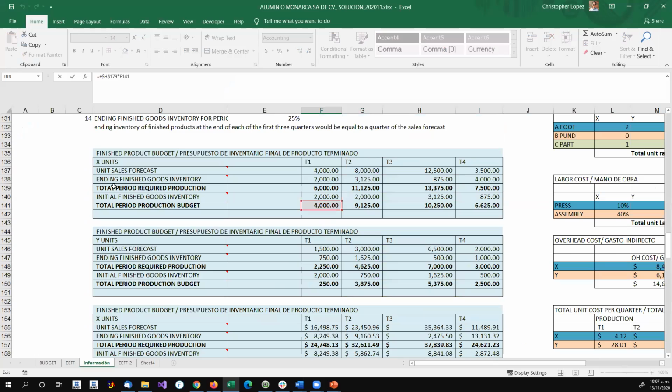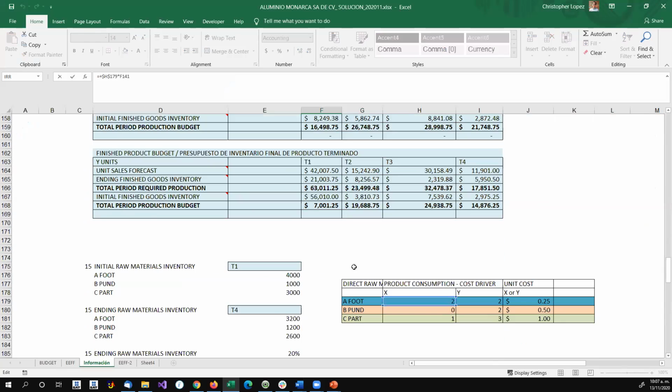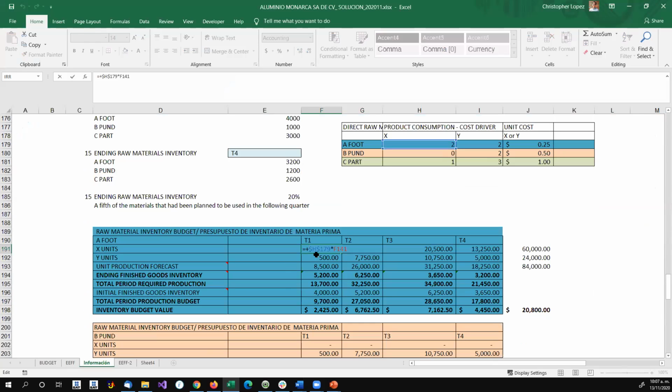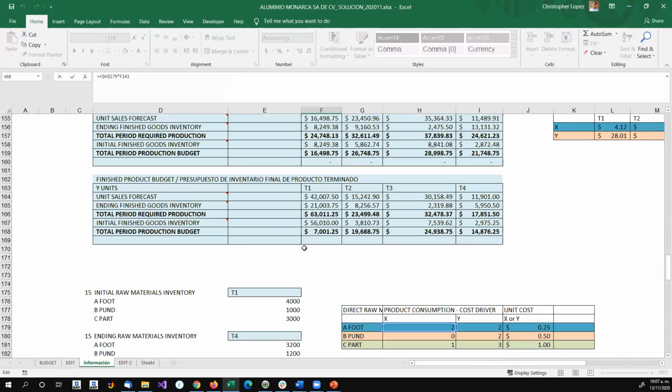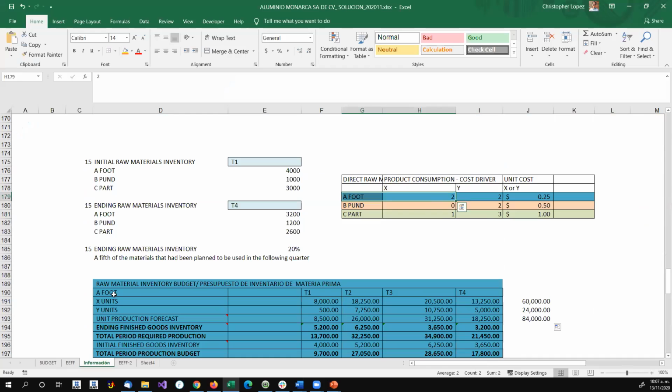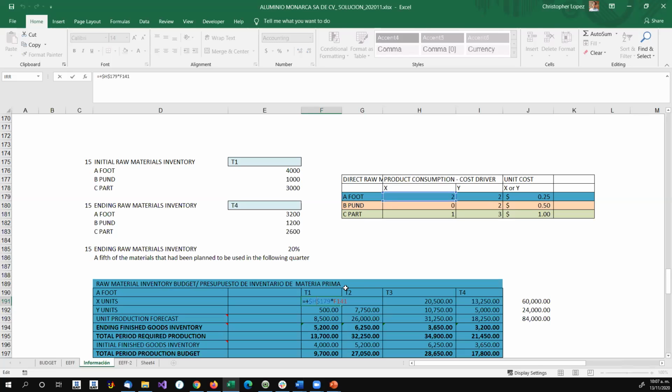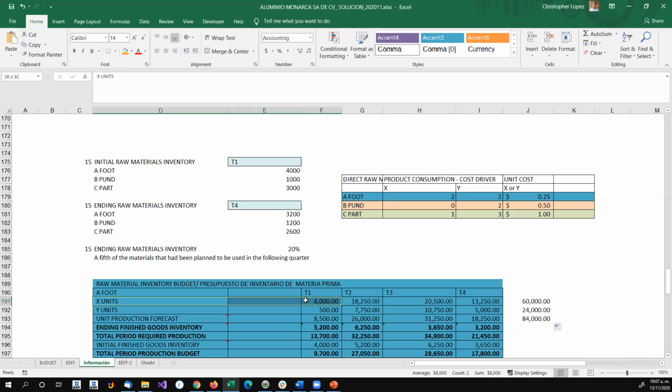I have the production budget for both X units and Y units. The first thing I need to do is multiply the production budget times the units I need of the raw material per each unit. So I have my production budget of 4,000 and I need 2 units of that raw material to build my product X. Pretty simple. I just multiply that times 2 and that gives me my first required raw materials for this product. So far, so good, right? Nothing difficult on that.